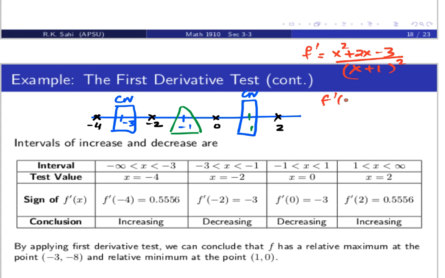So when I'm putting f prime of -4, I'm basically plugging in the values into the right-hand side of the equal sign. And we get the value to be 0.5556, which is positive. That means the function is increasing. Then we pick up -2, the value is -3. The function is decreasing. Now from -1 to 1, we pick up a test value 0, -3, again it is decreasing. And f prime of 2, it is increasing.